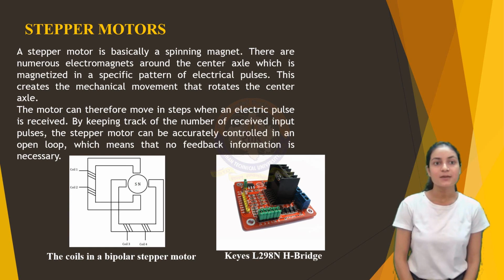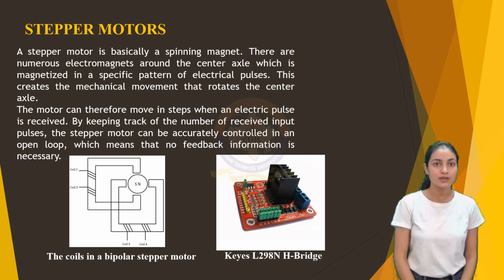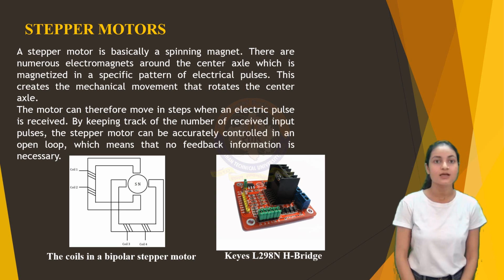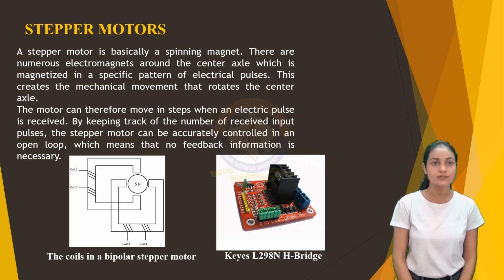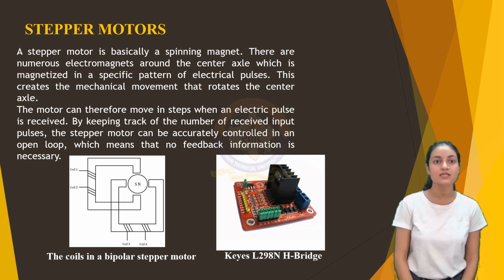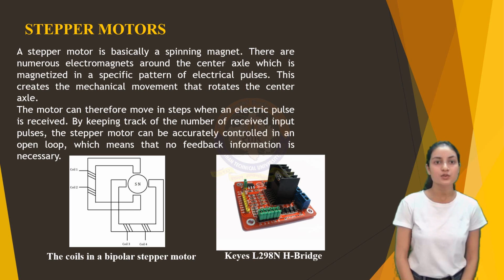Stepper motor. A stepper motor is basically a spinning magnet. There are numerous electromagnets around the central axle which are magnetized in a specific pattern of electrical pulses. This creates the mechanical movement that rotates the central axle. The motor can therefore move in steps when an electric pulse is received. By keeping track of the number of received input pulses, the stepper motor can be accurately controlled in an open loop, which means that no feedback information is necessary.